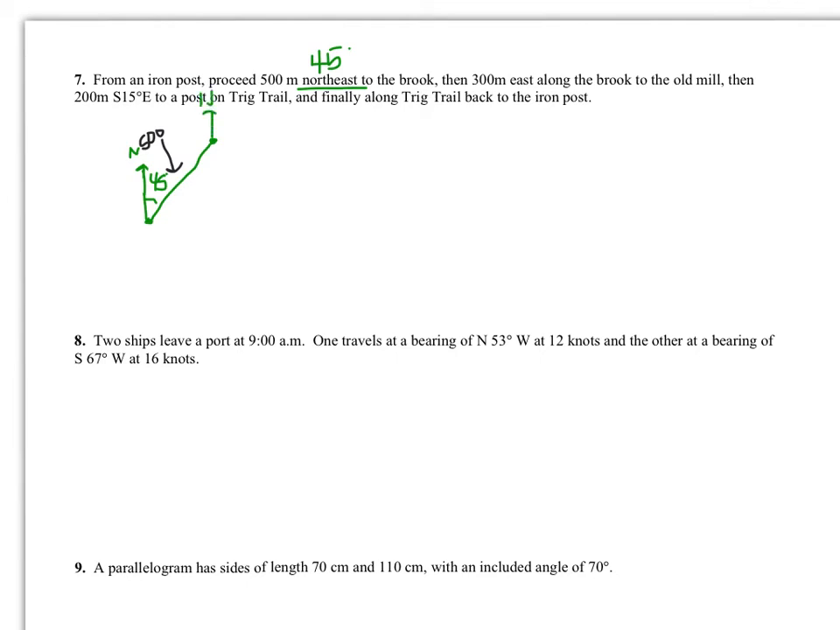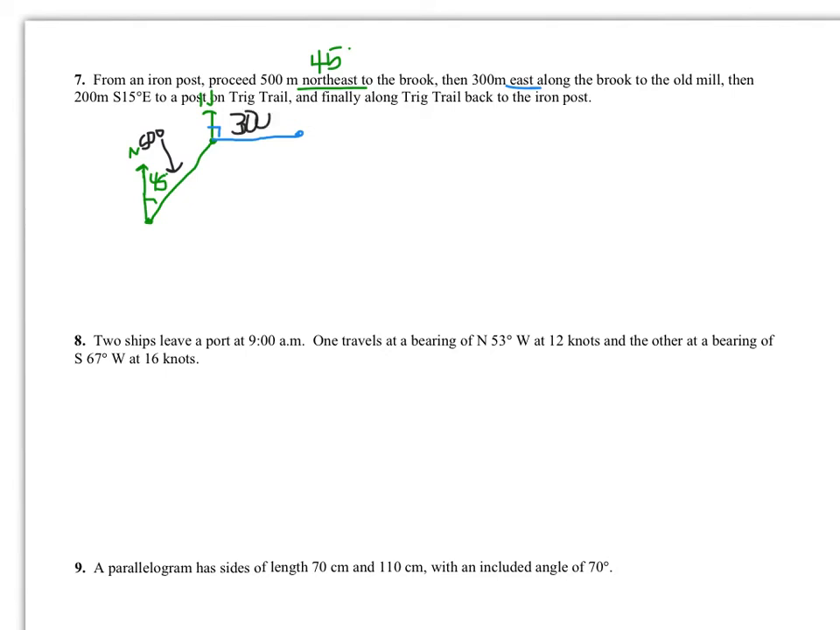And it says just east. That means I'm going to go just directly to the right, 300 meters, until I get to the old mill. If I'm going exactly east, I can mark that with a right angle. And the distance is 300 meters. Oops, there we go.